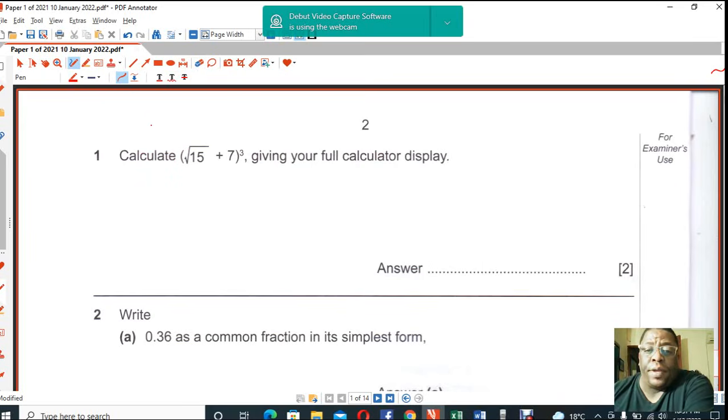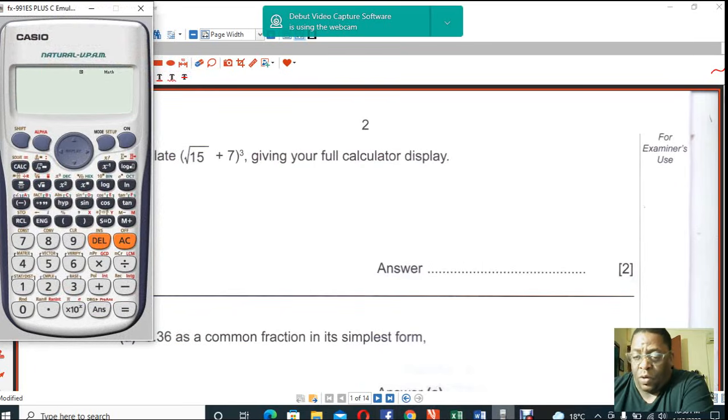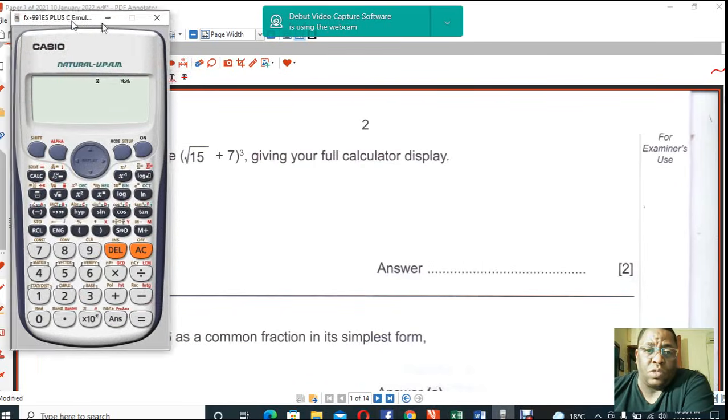So this is the paper that was written on the 10th of January 2022. This paper was actually meant for last year's grade 11s, but due to unforeseen circumstances in our country, we had the leakage of papers and the kids had to write now. Well, of course, let me just get down to the crux of the matter. I would suggest that perhaps you also grab your calculator because we'll be using this quite a lot.